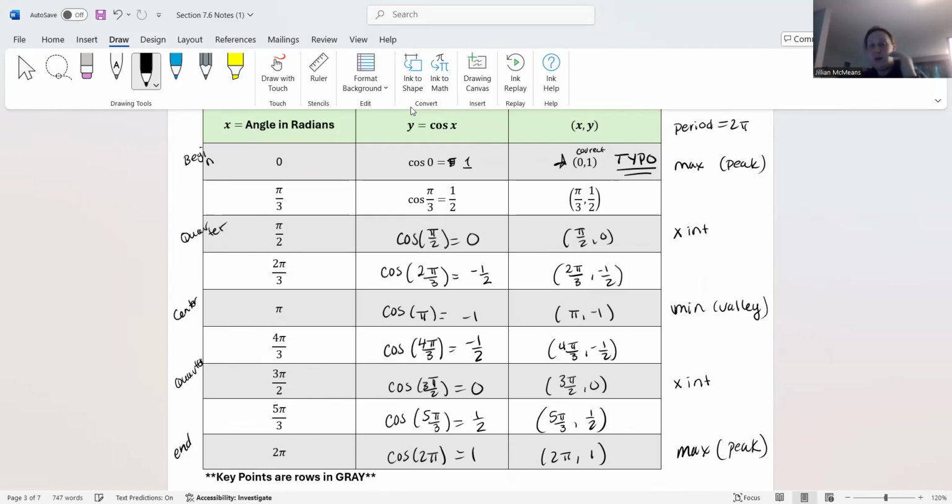So again, you have a beginning of the period, a quarter, a center, a quarter, and then the end. I call the beginning and the end the ends and the center. So those are always going to be the same. They're either going to be peaks and valleys or x-intercepts, and then the quarters are going to be the opposite. So in this case, our x-intercepts are at the quarters, our peaks and valleys are at the ends and center.